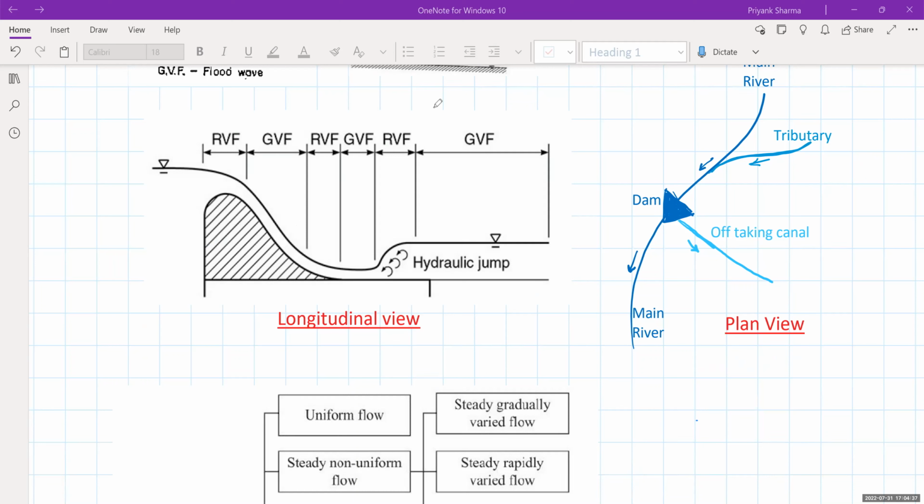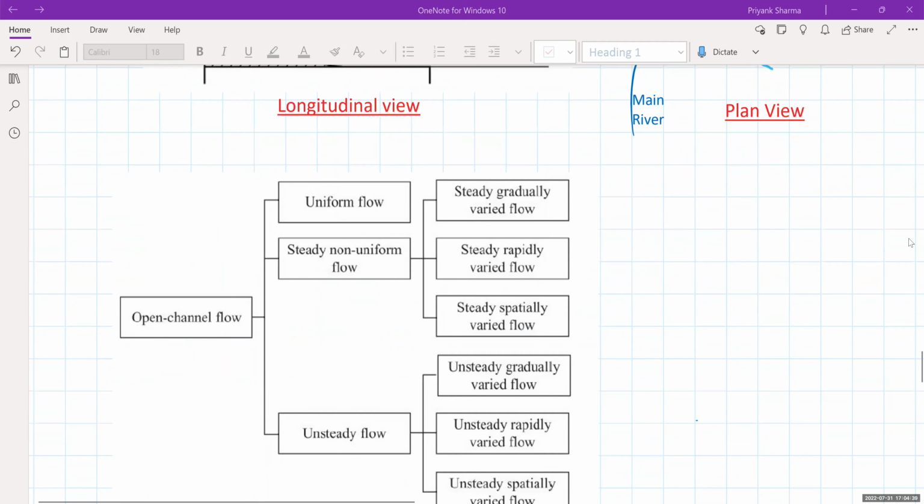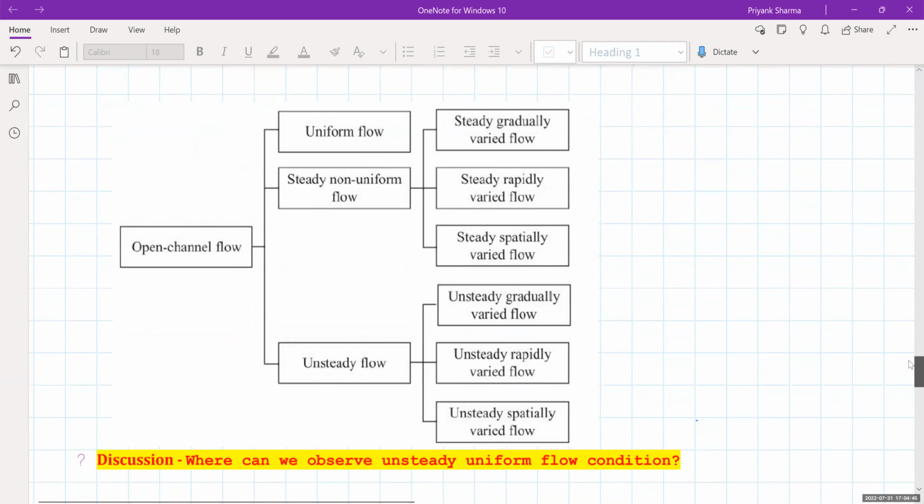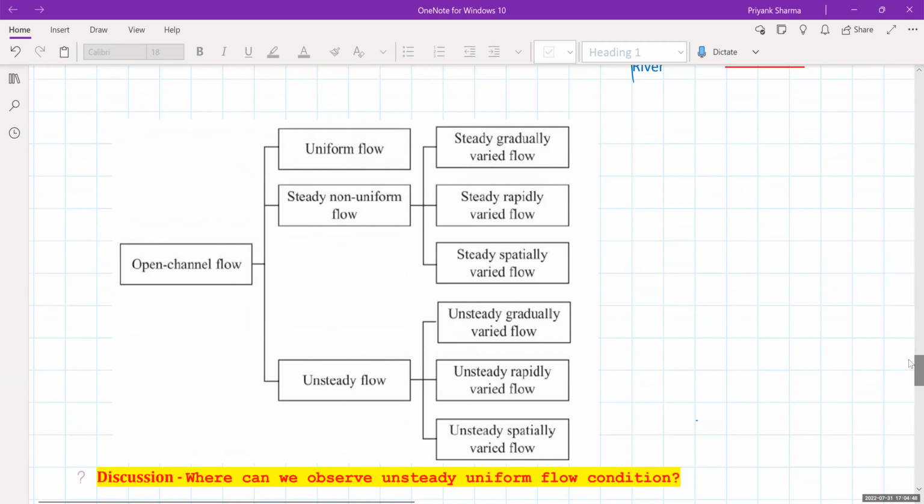Coming to the next part, which gives us some well-known classification of the problems which we can encounter. So the open channel flow, we can see that there is one category which is uniform flow. Second, we see there is a non-uniform flow. Under non-uniform, we have a steady, we have unsteady flow. Okay, so again, under steady non-uniform flow, we have steady GVF, RVF, SVF. Again, unsteady, we have GVF, RVF, SVF. But one category we could not see here, that is unsteady uniform flow.